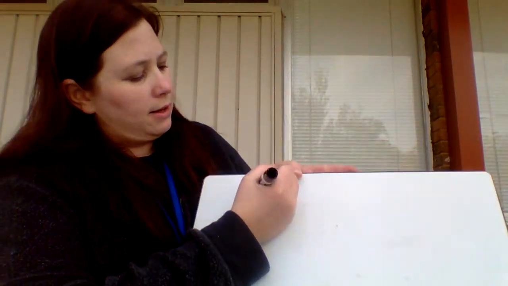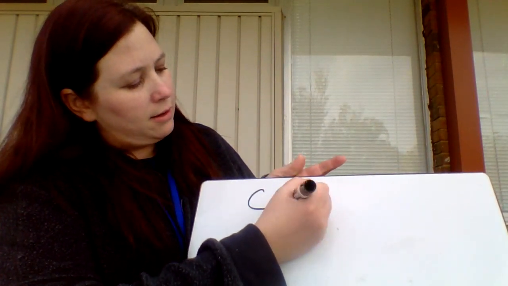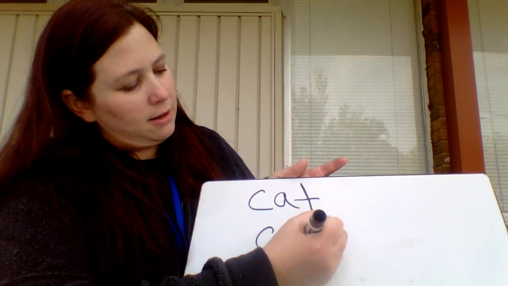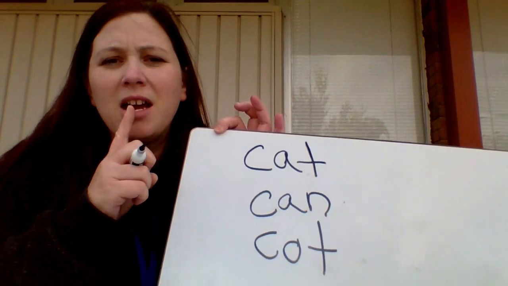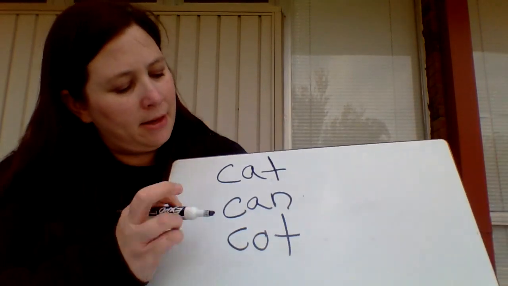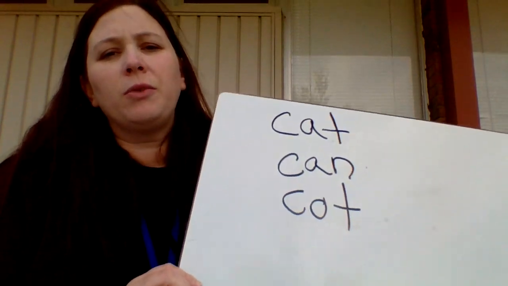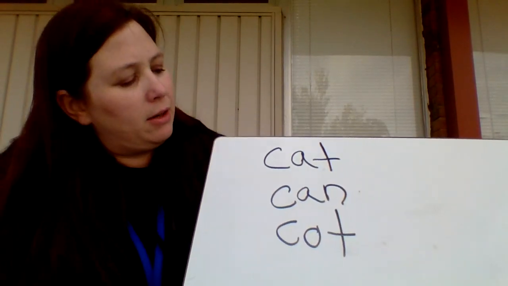All right. Next, let's look at these words. I'm going to erase this. We have cat, can, and cot. What new letter do we see here that's making that K sound at the beginning? It's a C. So a C can make the K sound at the beginning of a word.